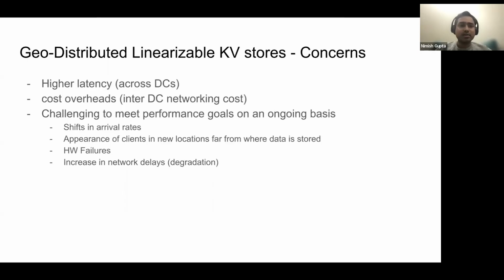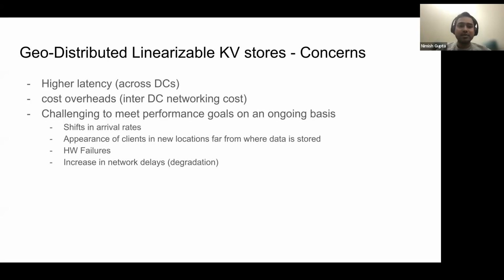Some of the concerns with geographically distributed, strongly consistent KV stores are higher latency, especially if the key is to be replicated across data centers that are geographically distributed. It's difficult to hide the latency, and along with it comes cost overhead, especially inter-DC networking costs.